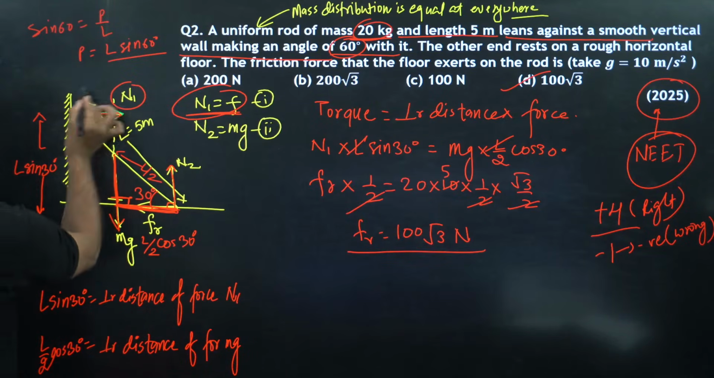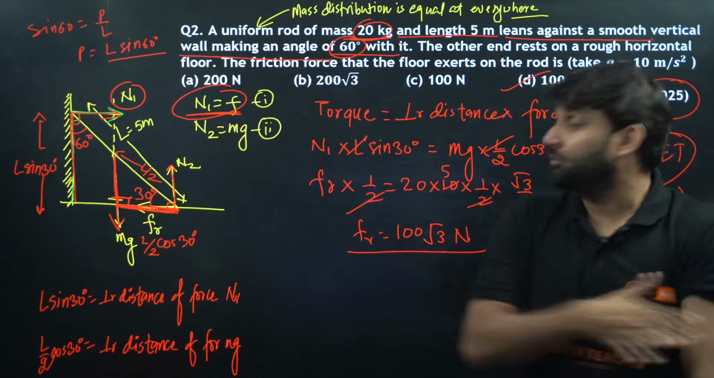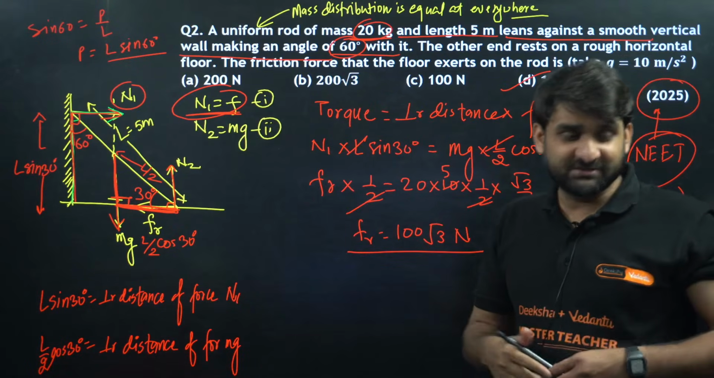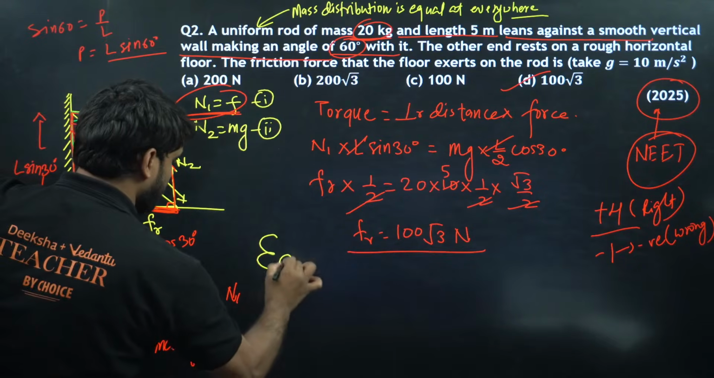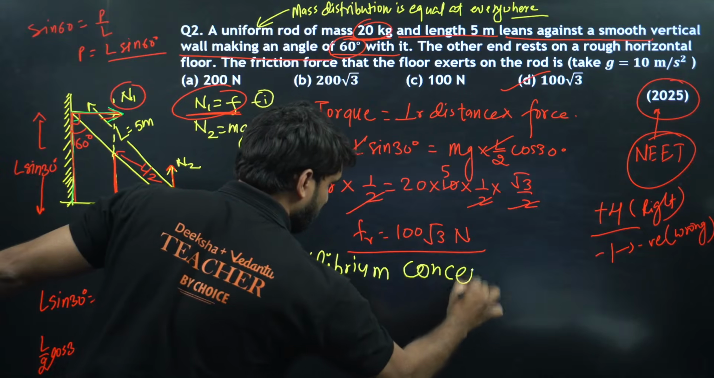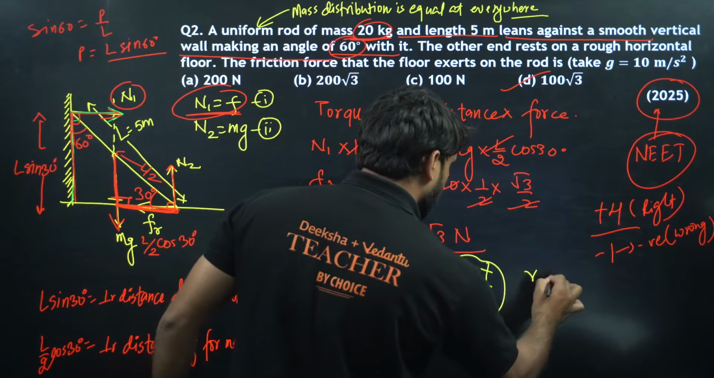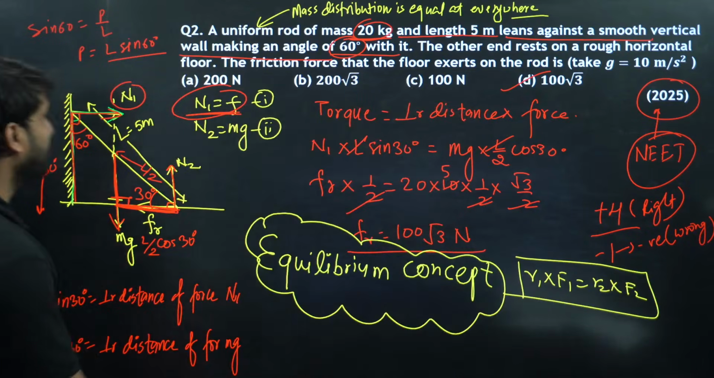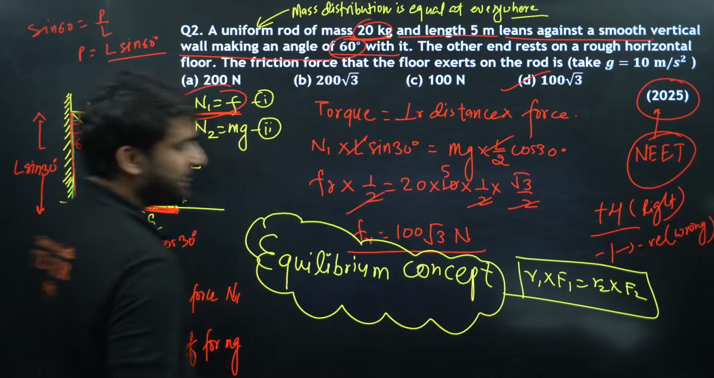Any problem to anyone? Did you understand the solution, guys? So torque acting due to this force will be equal to torque acting due to this force, because the rod is leaning. So this torque and this torque will be balancing each other. This is basically an equilibrium question. I hope you have studied equilibrium. R1 cross F1 is equal to R2 cross F2, the same formula we have applied. R1 here is L sin theta, F1 is N1, and R2 here is L by 2 cos theta, and F2 is mg.